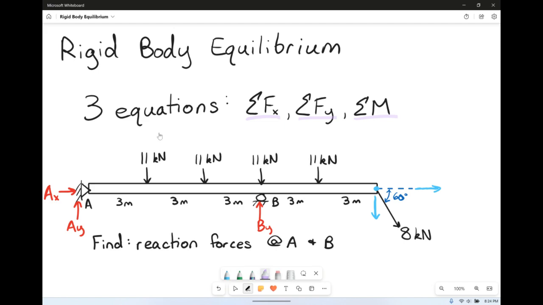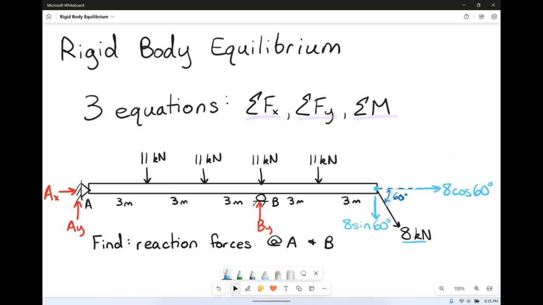Because this angle we have here is touching the horizontal, this is going to be 8 times cosine of 60, because remember cosine is the adjacent over the hypotenuse. So the 8 kilonewtons is the hypotenuse, and the adjacent here is this horizontal member. So 8 times cosine of 60 is our horizontal component, which means our vertical is 8 times the sine of 60 degrees.